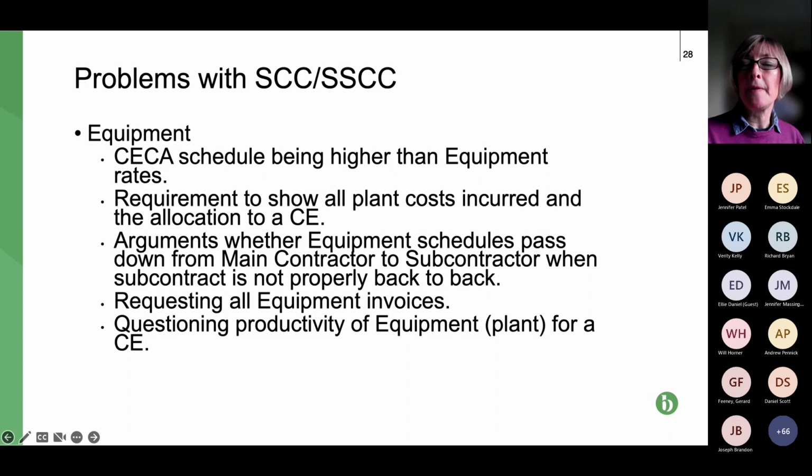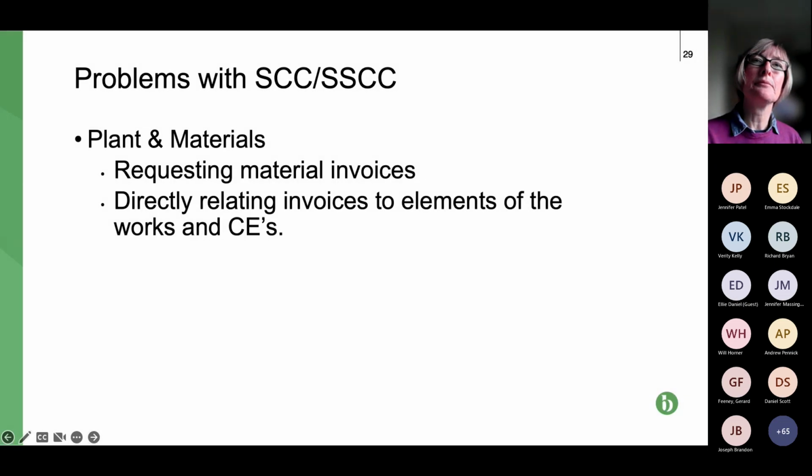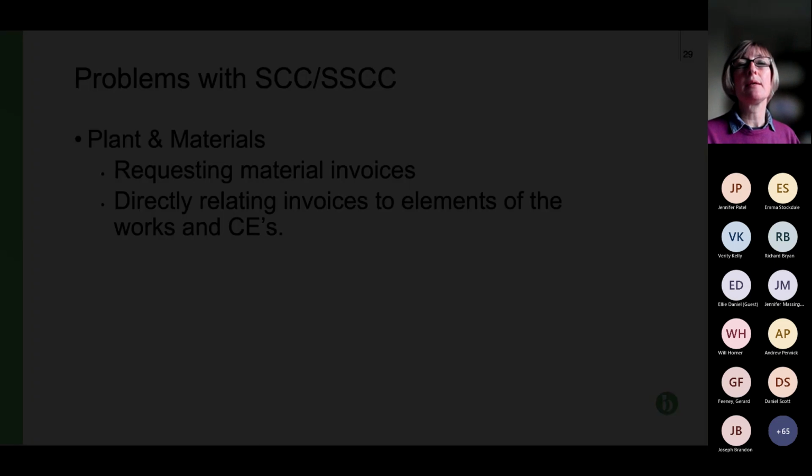But to be frank, that is just a general challenge that we have, proving entitlement to sums, whether it's an NEC contract or JCT. We're always going to come across those arguments. Next slide, please. Yeah, plant and materials, exactly the same point. So if we can have the next slide.